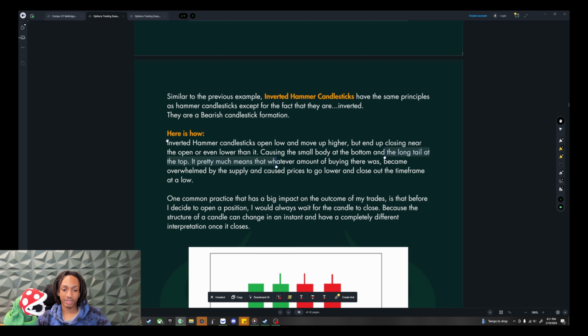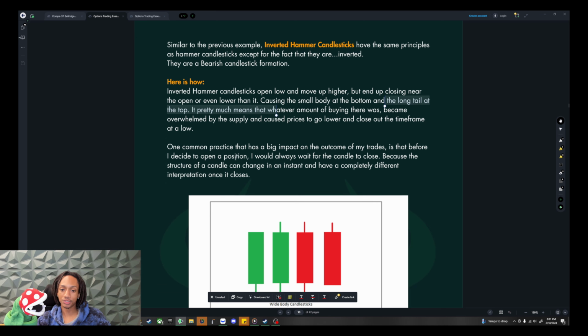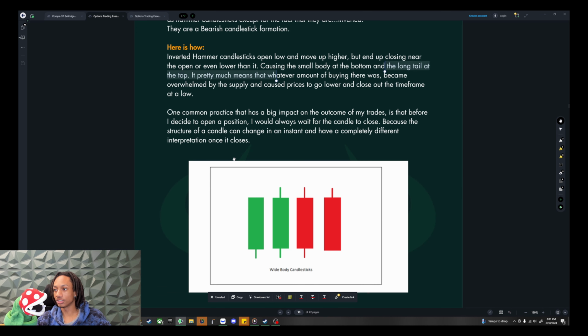Just a little tip, a common practice that I have when I'm trading: when I decide to open a position, always wait for the candlestick to close, because you never know how a candlestick is going to finish out before the time frame is up. You can buy something that looks bullish because the candlestick is still going, and next thing you know, it's a bearish formation and you're losing the trade. So always just wait a little extra second. Be patient.